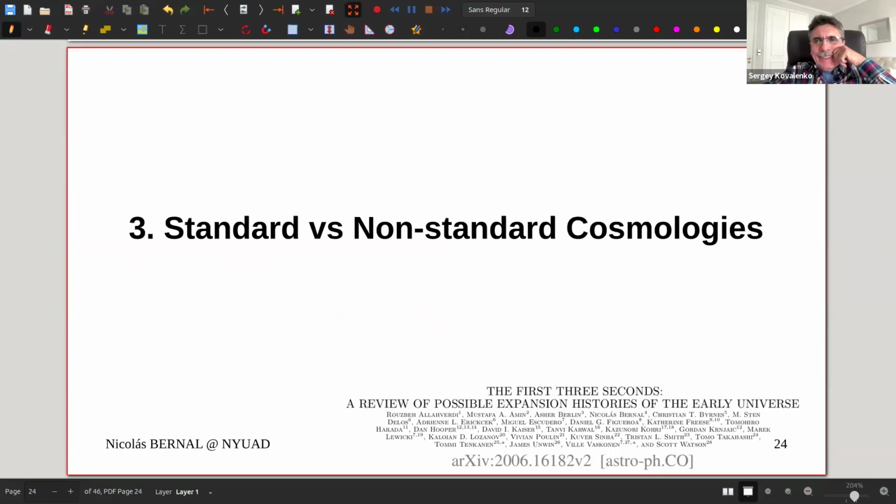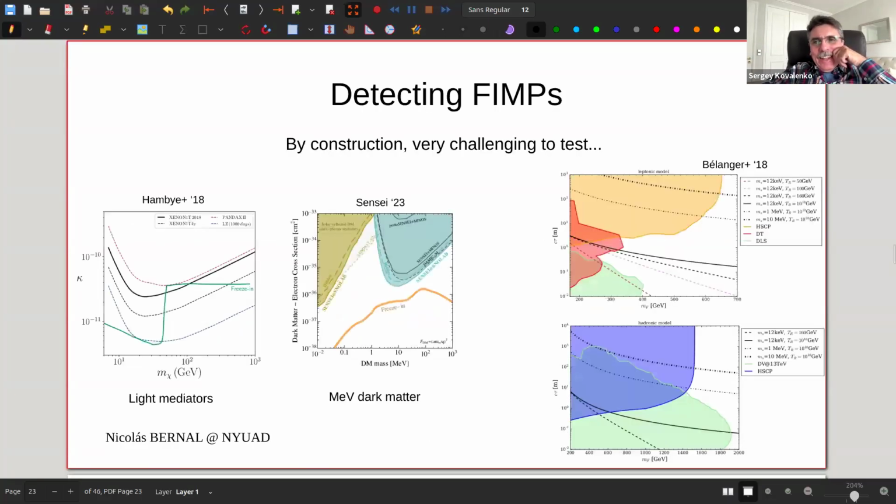Yes, one question, Nicolás, please. These simplest models of a dark sector based on a dark photon as a mediator look very similar. At least, I don't know how close this model is to the FIMP paradigm. The dark photon is also in this ballpark of masses, of the mediator. Yes.